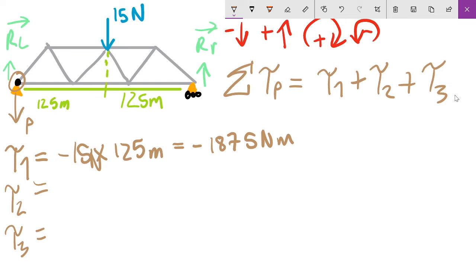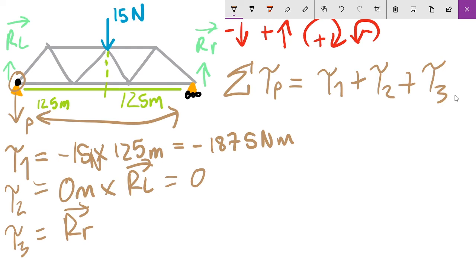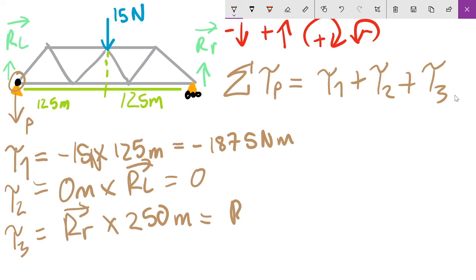Now torque 2 is just this reaction coming up right there, and because we know that's 0 meters, 0 meters times some reaction value is going to equal 0. Then torque 3 is going to be the reaction up, RR, times this whole distance right here, and that whole distance is 250 meters. Essentially, we can write it as R times 250.